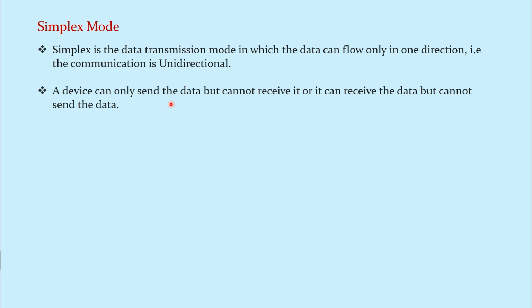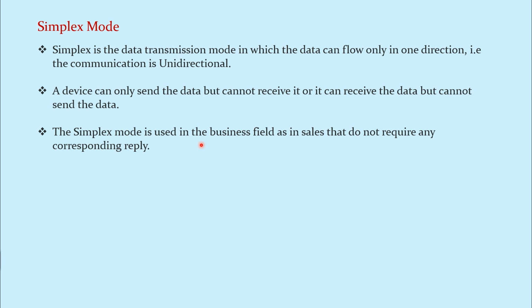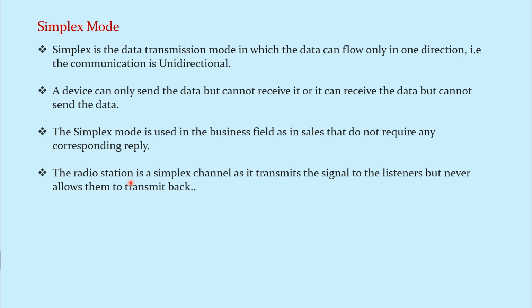A device can only send the data but cannot receive it, or it can receive the data but cannot send the data, as we have just seen with the example. If device A is sending the data, it will not be able to receive the data. That's it. Simplex mode is used in the business field, as in sales, that does not require a corresponding reply. You may have seen multiple things like a broadcasting message. The sender will send the message, but you will not be able to reply. The radio station is a simplex channel as it transmits the signal to the listeners, but never allows them to transmit back. This is also simplex mode.